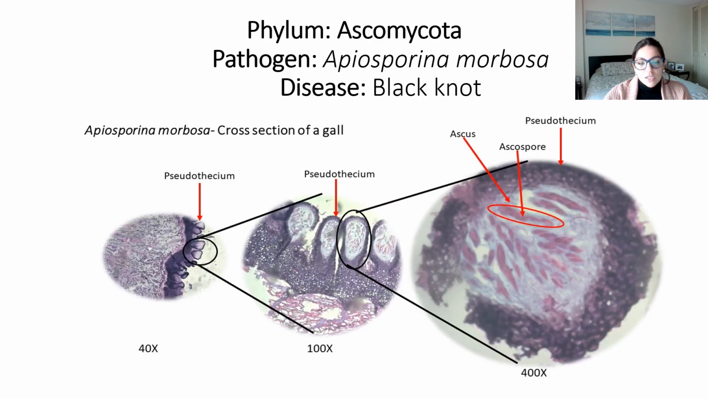This is a cross section of a gall or the knot that we saw in the slide before, and on top of it we have this pseudothecium, and inside of the pseudothecium we have the asci and ascospores lined up, as we can see in this photograph.